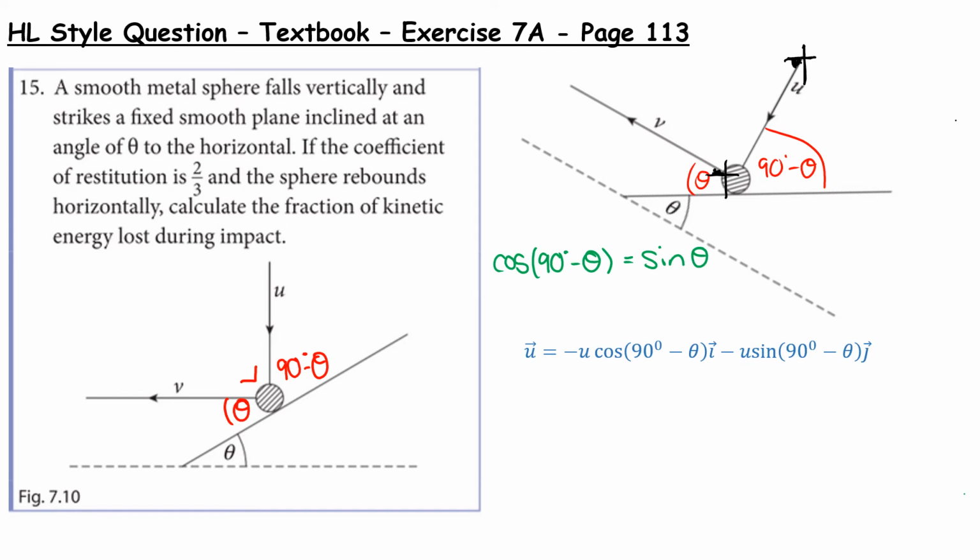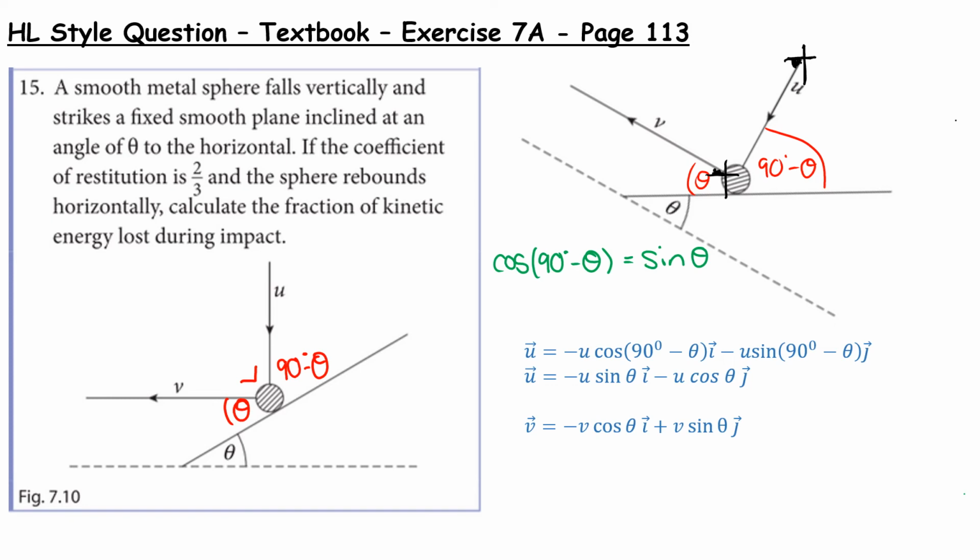So I can replace this complicated looking thing with a much easier minus u sine theta i minus u cos theta j. Much easier. So then we have the velocity of the rebound, and that's v, and that is minus v cos theta i plus v sine theta j. So really do watch your signs there.